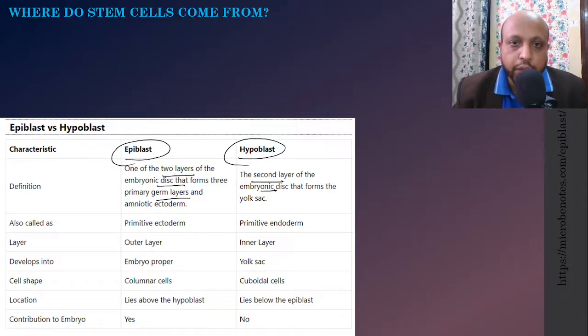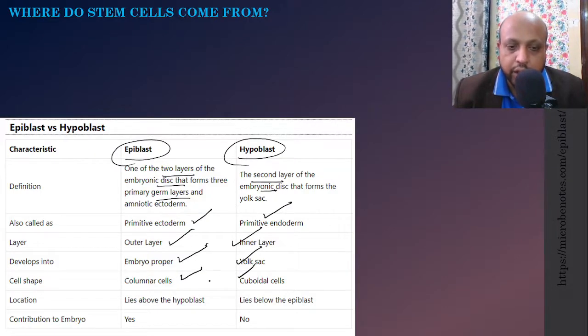It forms the yolk sac, and it also forms what is called the axis, the polarity of the embryo, which has been determined. Primitive ectoderm and primitive endoderm are the outer layer. This is the inner layer. This is the embryo proper, and this is the yolk sac deriving its nutrients, and these are the columnar cells.